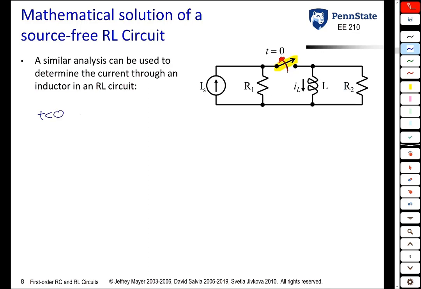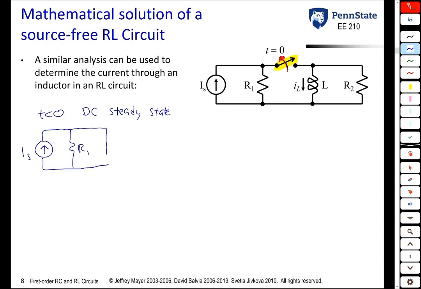For t less than 0, we have DC steady state. We're going to have the current source, R1, the inductor, and then a resistor, R2. The inductor in DC steady state is a short circuit, so it will have a current IL, but it will not have a voltage across it. The current through the inductor right before we flip the switch is simply just going to be IS in this case.